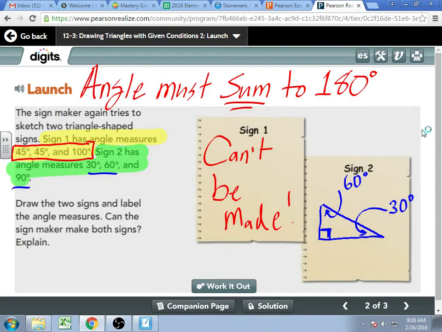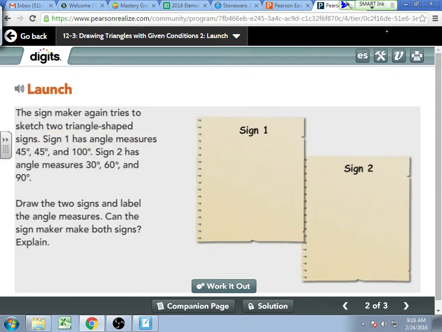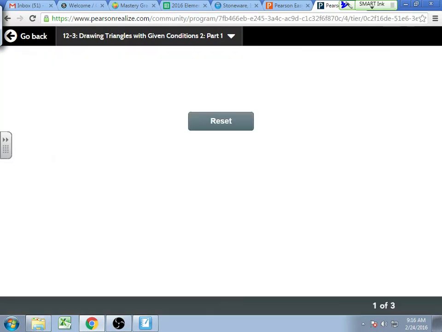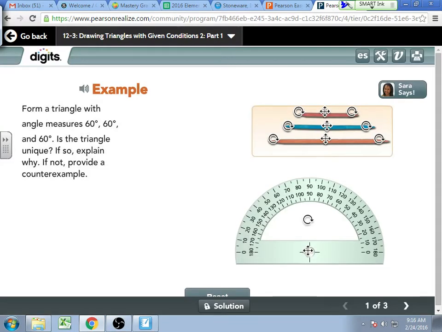All right, any questions on this one? First thing you always want to check when you're given all three angles is, can this even be made? All right, so moving on to part one. Can we make a triangle that has angles of 60, 60, 60? Yeah, that 60 plus 60 plus 60 adds up to 180. We know this can be made.